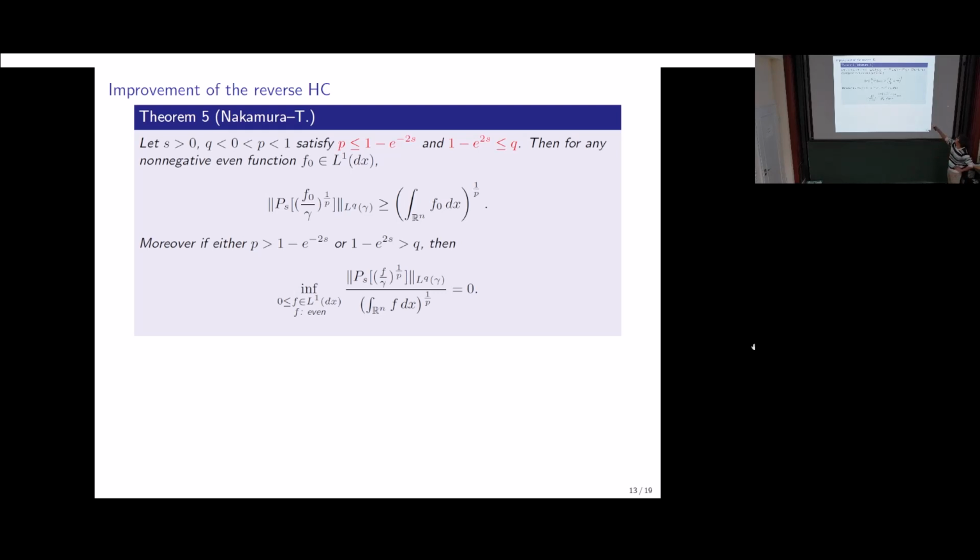Actually, moreover, it means that if pq is negative and p is in (0, 1), and if p satisfies these conditions, then the reverse hypercontractivity holds. And moreover, this relation is optimal to obtain the reverse hypercontractivity.